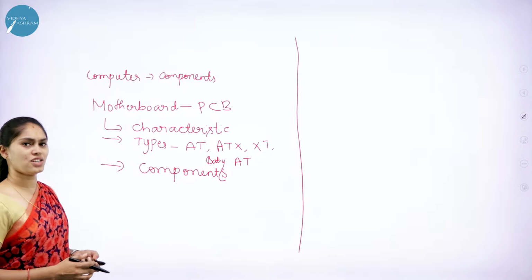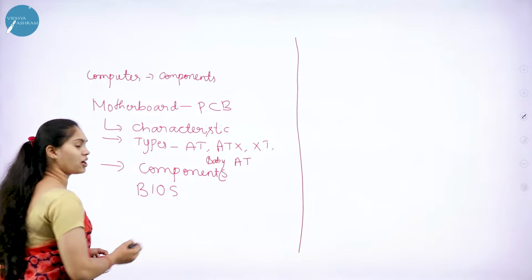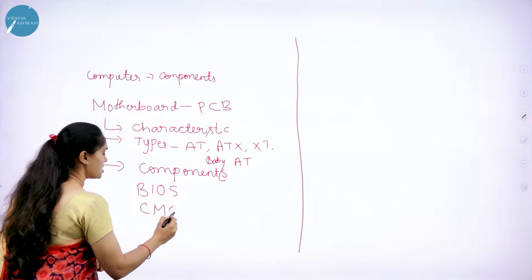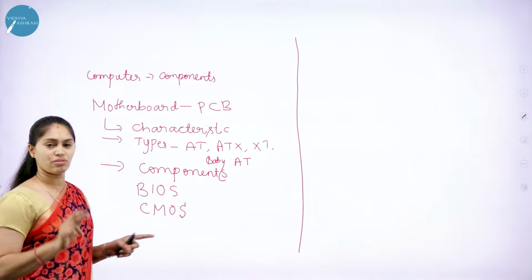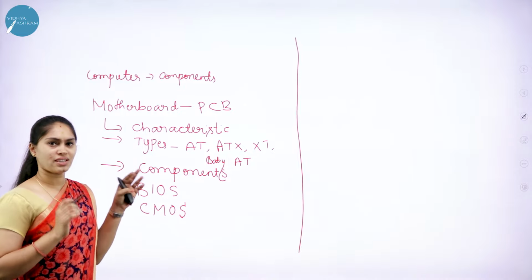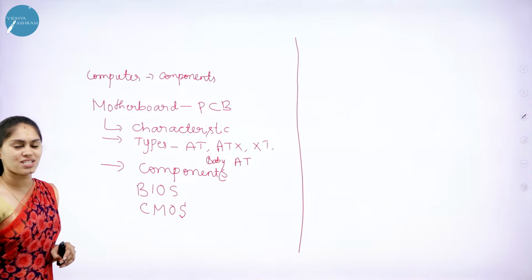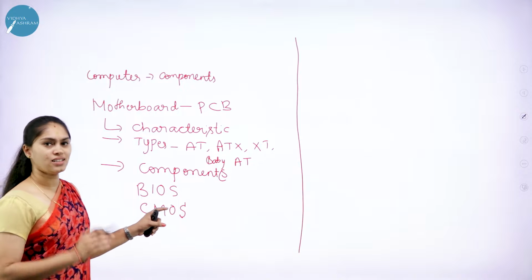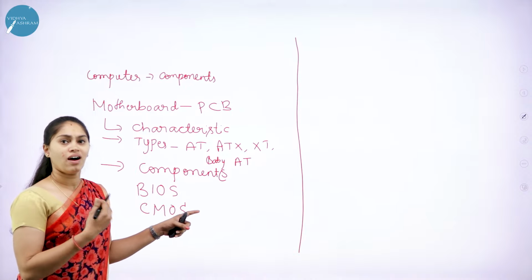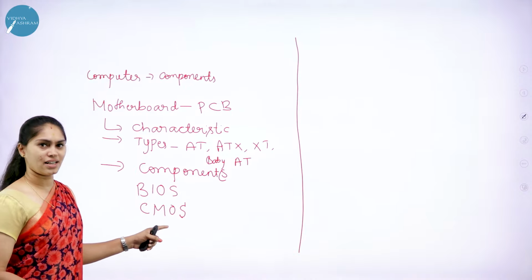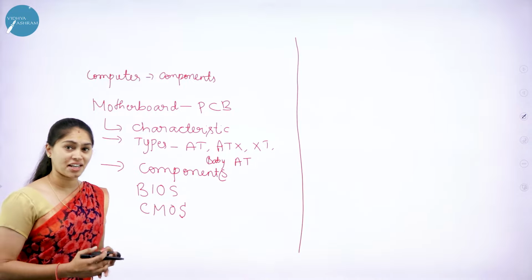When it comes to the components of a motherboard, it comprises BIOS, that is basic input output system, and also CMOS. All these abbreviations are very important questions for 1 mark. Whatever abbreviation we get from this chapter 1 can be asked for 1 mark. So you need to be very conscious of the abbreviation of all the acronyms here. BIOS, that is basic input output system, is going to take care of all the hardware components. And CMOS, that is complementary metal oxide semiconductor, is going to take care of the date and time of a computer system.